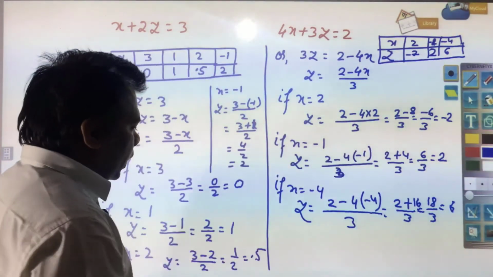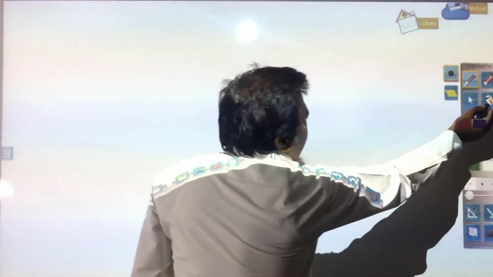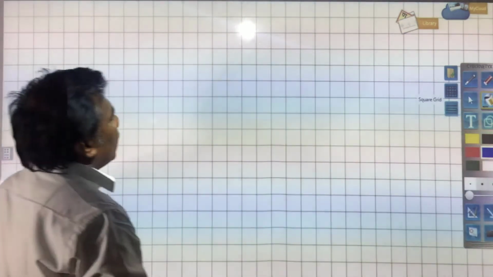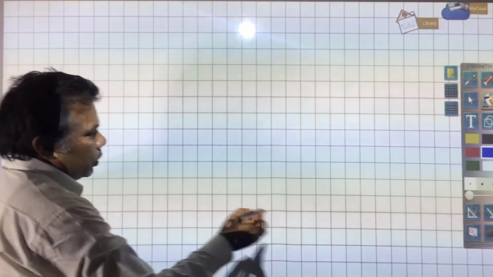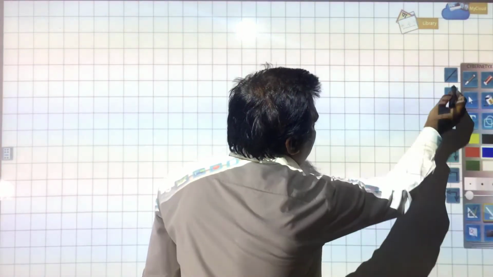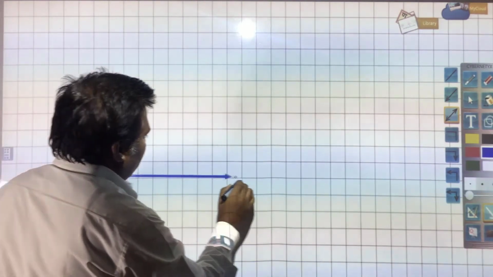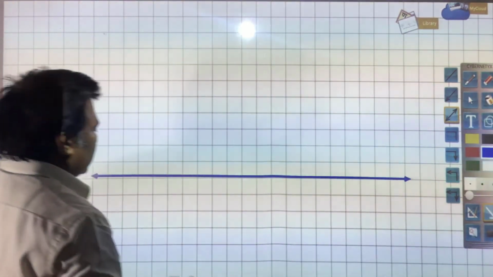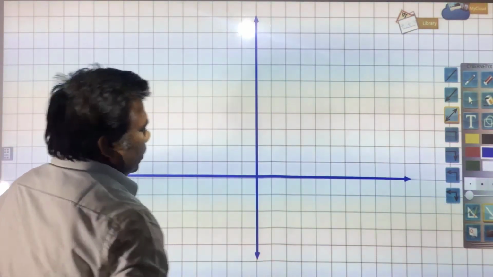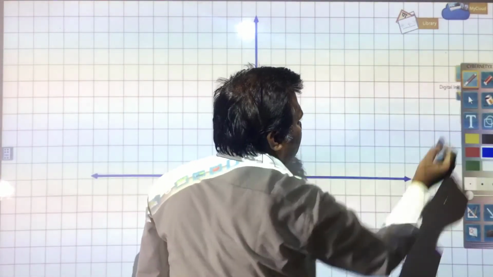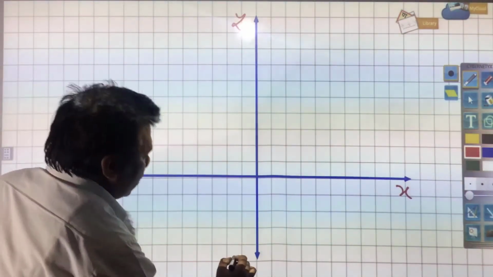Now, you need to plot the graph. Just see how we will plot the graph. Here you need an x axis and a y axis. So, this is your x axis and y axis. You can write this x, x dash, y and y dash.